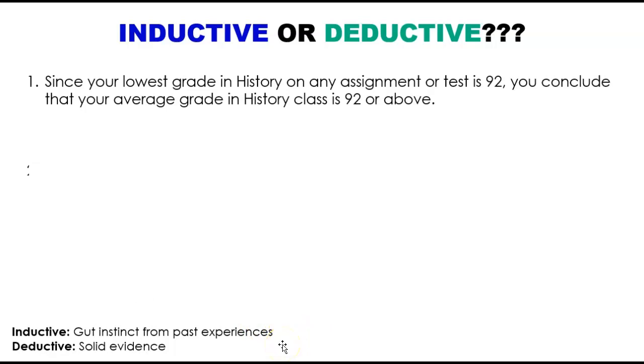It says, since the lowest grade in history on any assignment or test is 92, you conclude that your average grade in history class is 92 or above. Now, your gut instinct might have helped you with that, but can you prove it? Does it have solid evidence to back up your conclusion that your grade's going to be 92 or above? Yes, we have solid evidence because all of your grades so far have been a 92 or above, so your average has to be. Because we have solid evidence, this would be deductive reasoning.